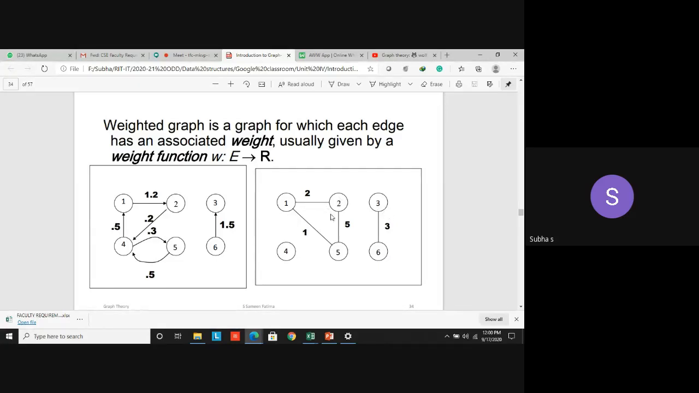So now look at the second diagram. I want to visit node 5. There is a direct path from 1 to 5. There is a path from 1 to 2, 2 to 5. If it is undirected, there is a path from each node. That is 1 to 2 and also 2 to 1. I think you are clear with that one. So the direct path is 1. But if I am going through 2, that means 2 plus 5, 7.